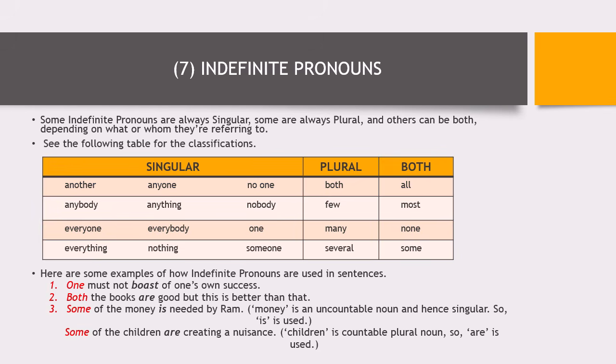Both the books are good, but this is better than that. Here, both is the indefinite pronoun. It is plural, and hence, the verb are is used. Some of the money is needed by Ram. Money is an uncountable noun, and hence singular. So, is is used. Some of the children are creating a nuisance. Children is a countable plural noun, so, are is used.